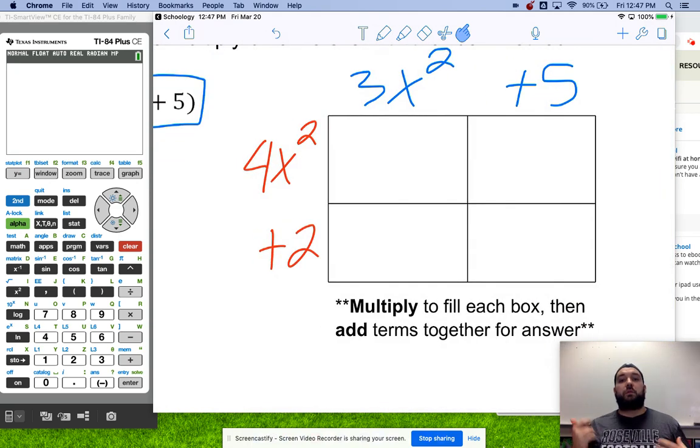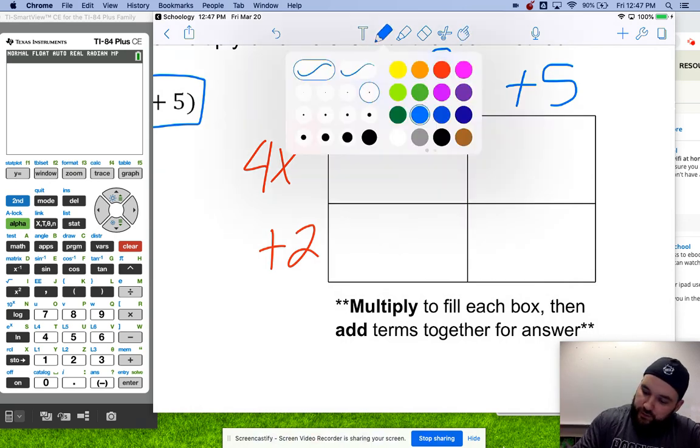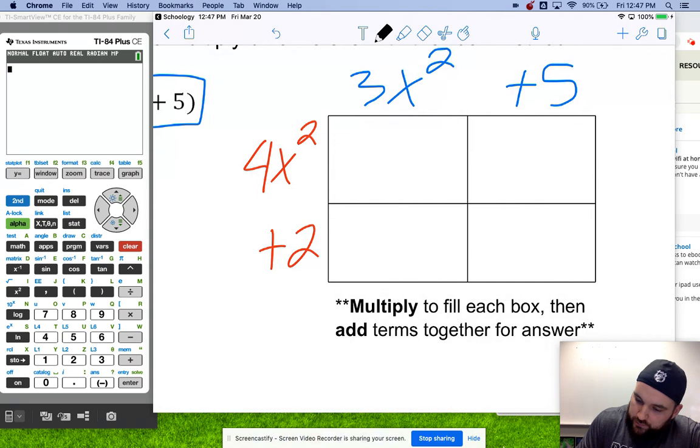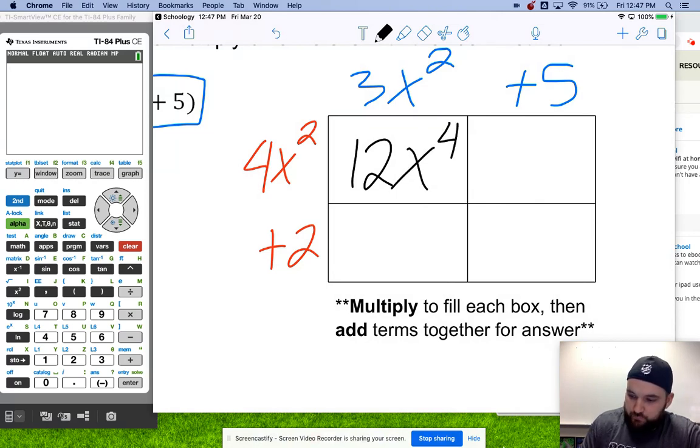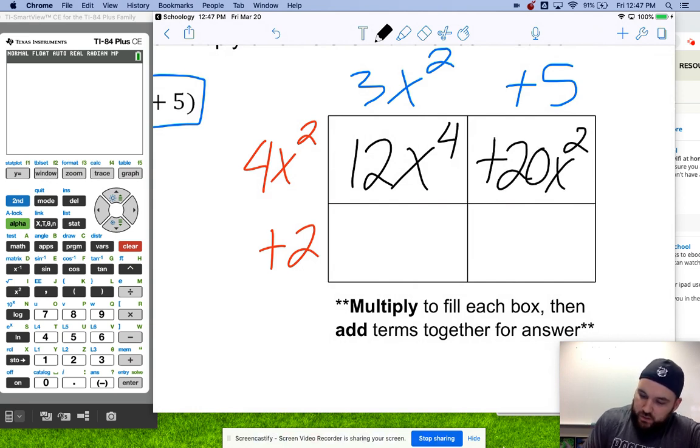Now what I'm going to do is I'm going to fill each box in by multiplying what's to the left of it and then what's above it. So to fill in box number 1, right here, the upper left-hand box, 3 times 4 is 12. X squared times x squared is x to the 4th, okay? And then to fill the upper right-hand box, I'm doing 4x to the second times positive 5. Well, 4 times 5 is 20, and that x squared stays the same.